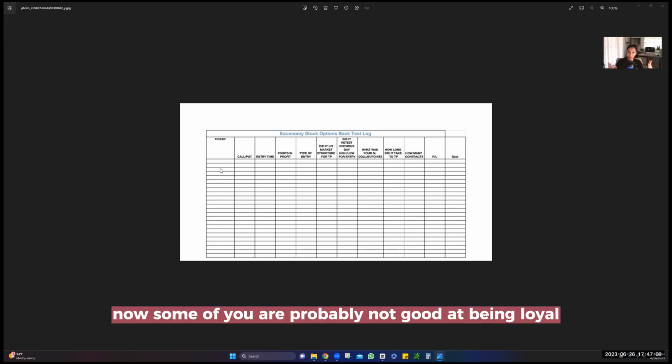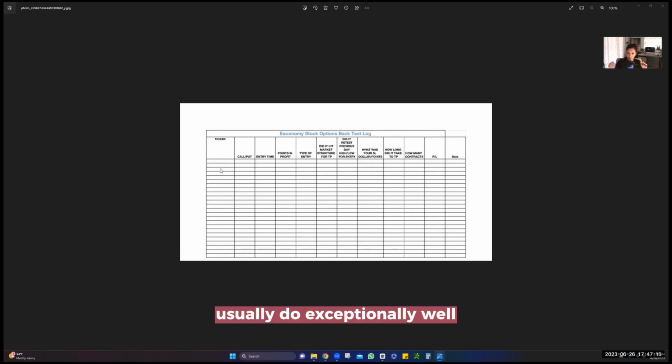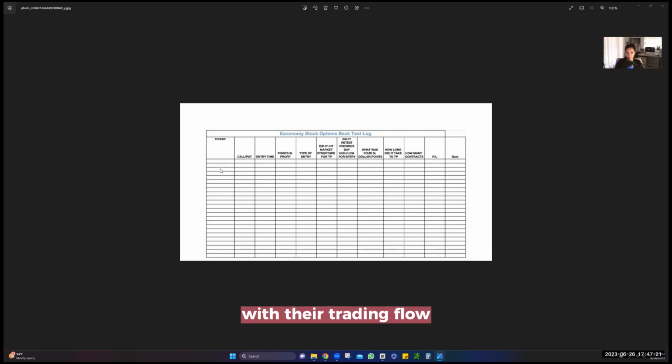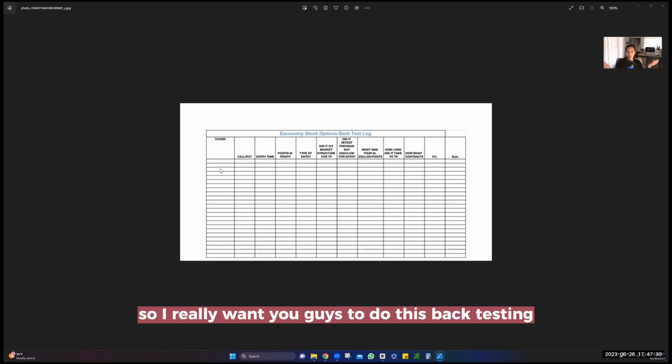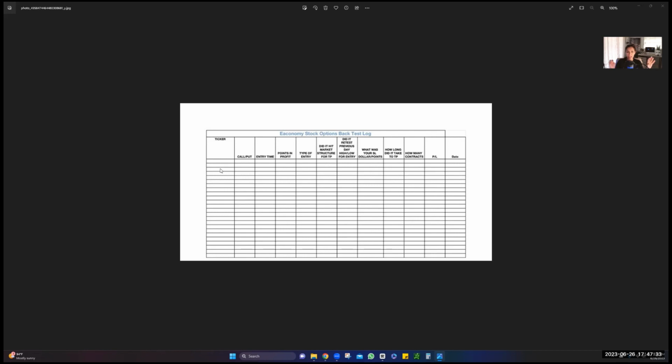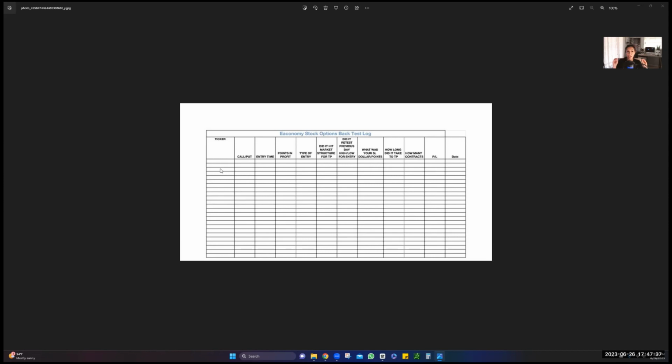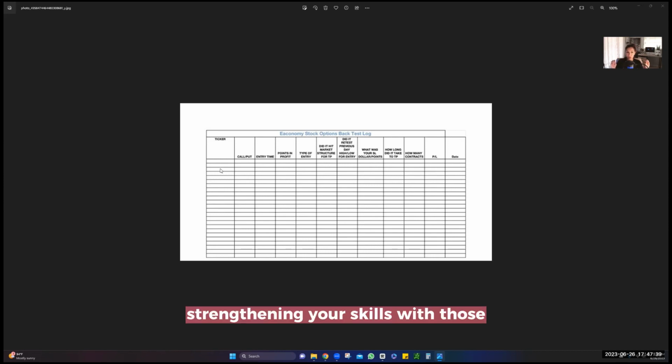Now, some of you are probably not good at being loyal, but those that are typically loyal to one pair usually do exceptionally well. The ones that like to dabble in everything seem to have a harder time getting consistency with their trading flow, and it's just something that I've learned. So being a player is not always good, right? Especially when it comes to trading. So I really want you guys to do this backtesting, dive down on what really is working for you, and stick to strengthening your skills with those.